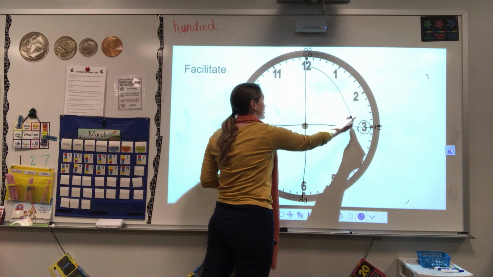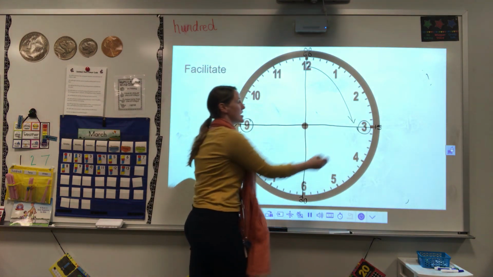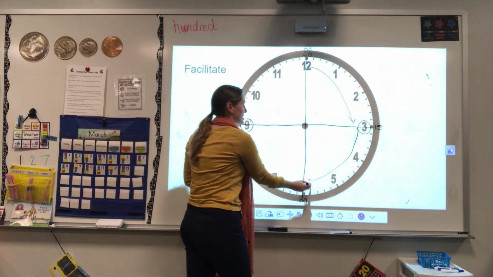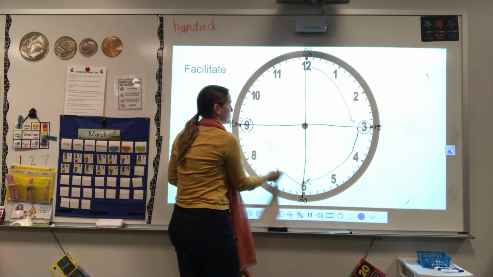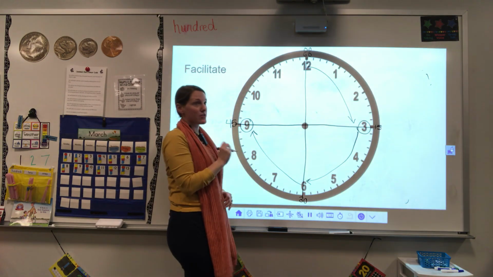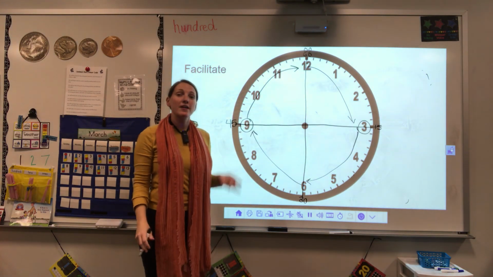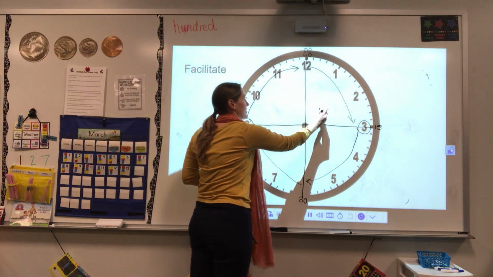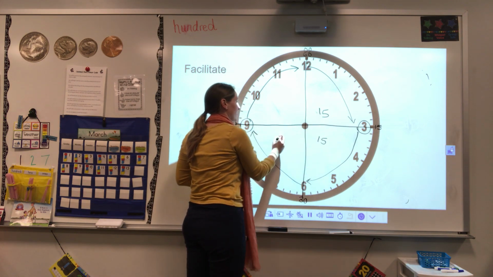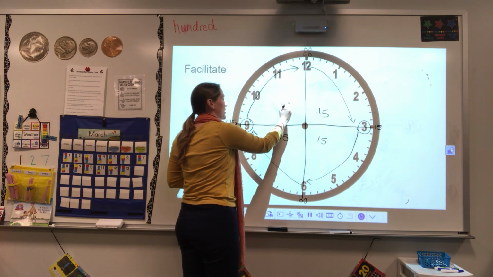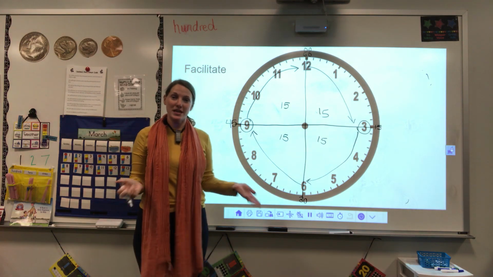From the 12 to the 3 is one of our quarters. From the 3 to the 6 is another quarter of the clock. From the 6 to the 9 is another quarter of the clock. And from the 9 to the 12 is another quarter of the clock. That's because this part, this part, this part, and this part are all worth 15 minutes.